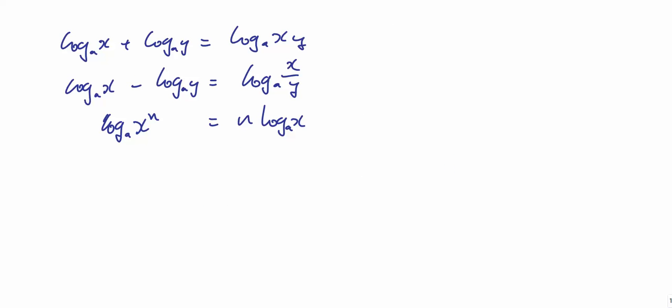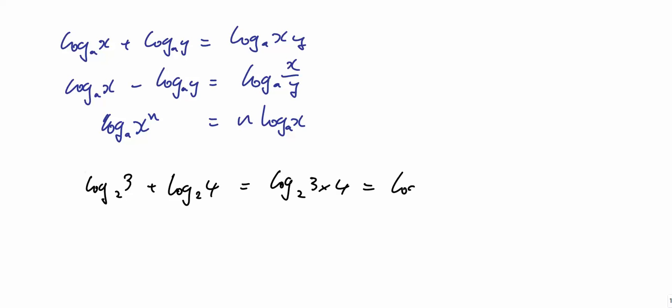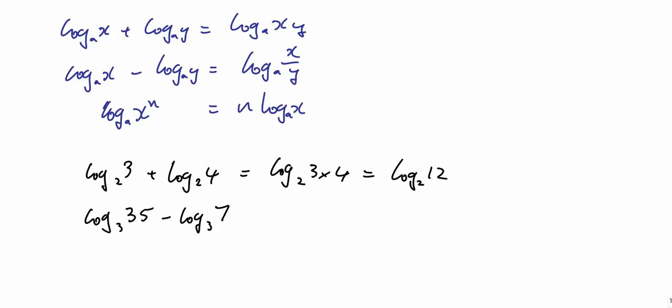So here are the three rules. Log x plus log y is log xy, log x minus log y is log x over y, and log x to the n is n log x. So if we want to combine these two, log 3 to base 2 plus log 4 to base 2, using the first rule, that would be log of 3 times 4 to base 2, so that's log 12 to base 2.